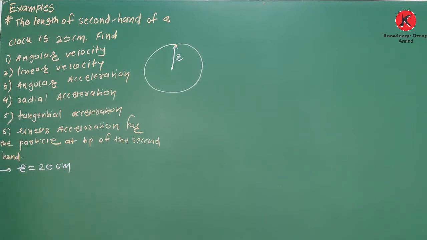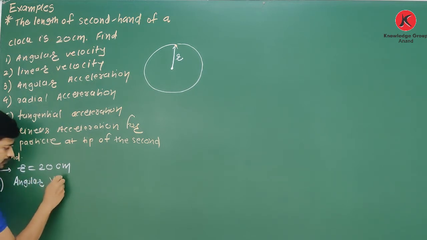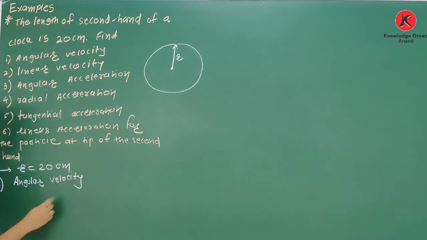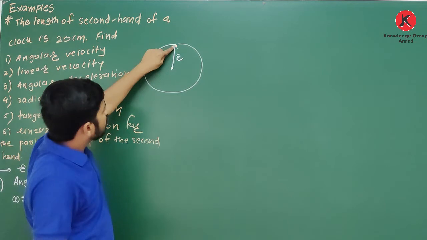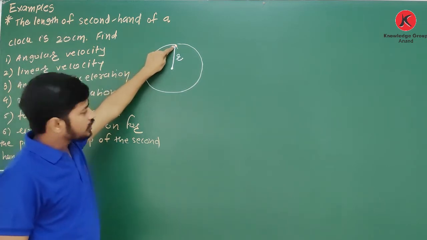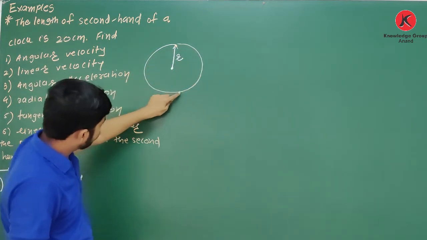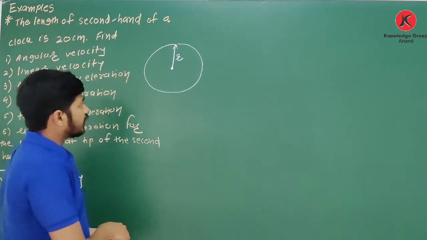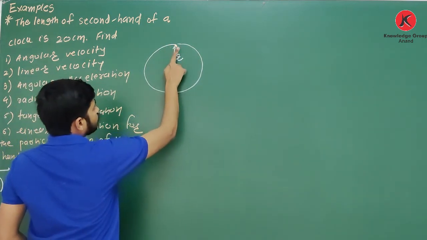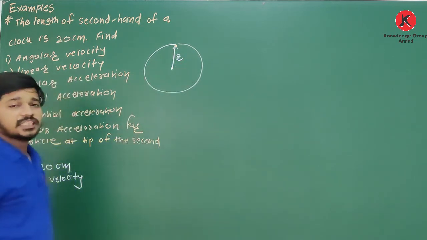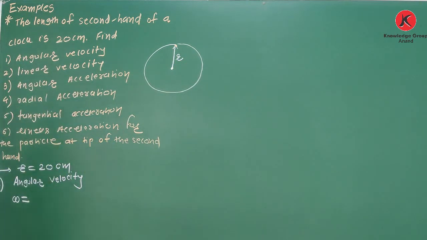First of all, you have to find the angular velocity. First question, angular velocity. Angular velocity omega is equal to, see again, this particle at the tip of the second hand will perform circular motion. Yes or no? This second hand is performing circular motion like this. So yes, for circular motion, what you have to use is angular velocity, that is 2 pi upon T.